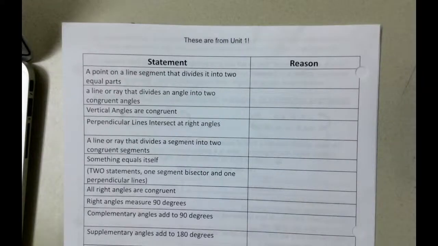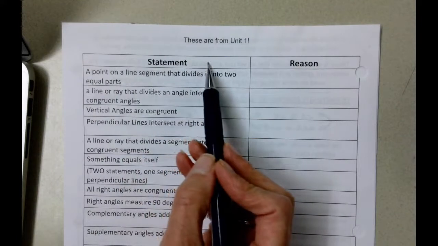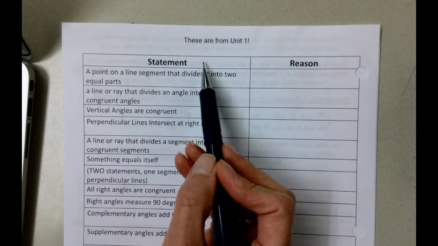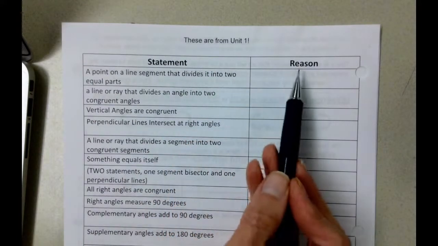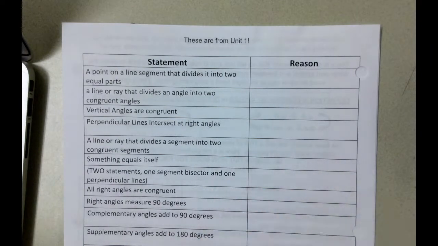Here on page 14, we're looking at some of our definitions and some of the theorems that we have worked with already. The way that we have it set up is a statement over here. We're going to make some statement, and then we are going to tell our reason, the reason that allows us to make that statement.